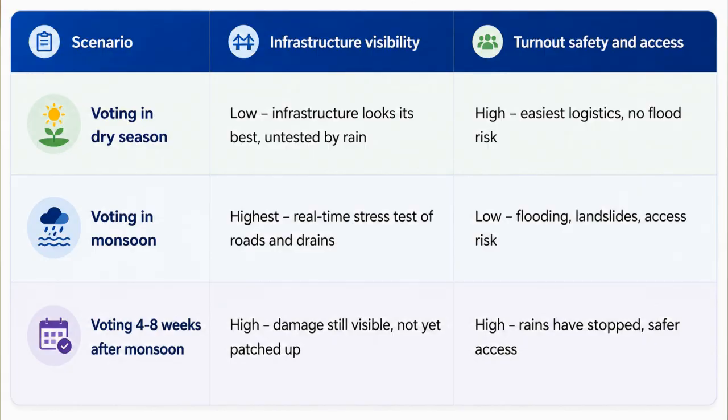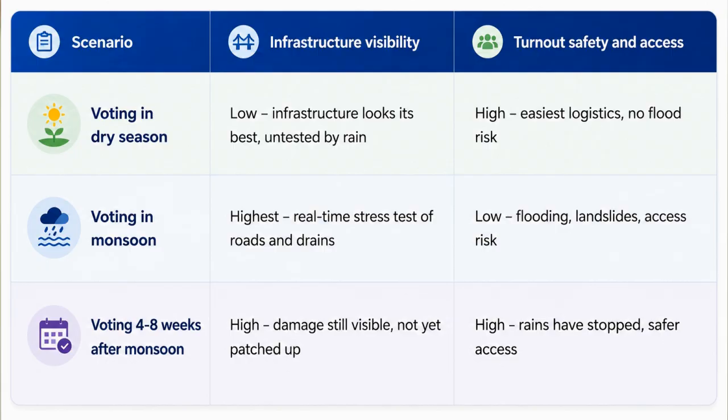Putting the two sides together, voting during monsoon: highest infrastructure visibility, but real risks to turnout, safety, and access, and it would disproportionately hurt the most vulnerable voters it's meant to help. Voting in dry season, February to May, which is when most Indian elections already happen: easiest logistics, but infrastructure looks its best in dry weather. Voters are essentially judging government on its least tested state.